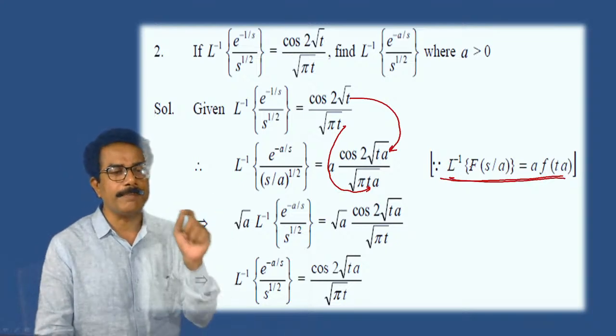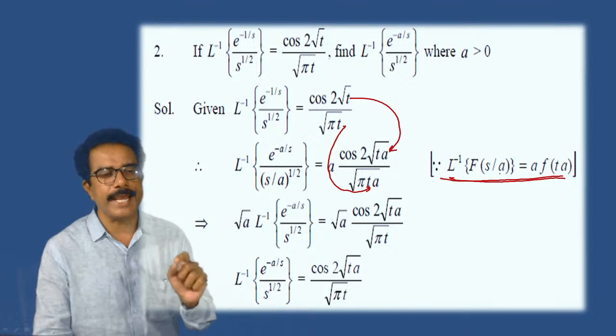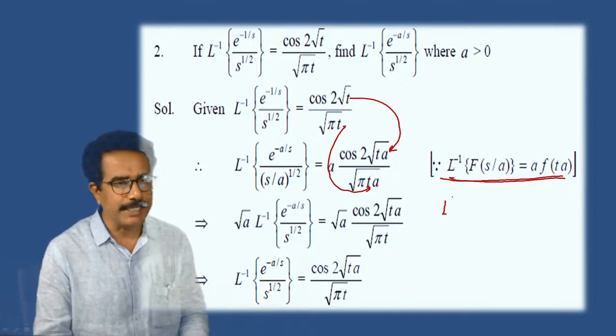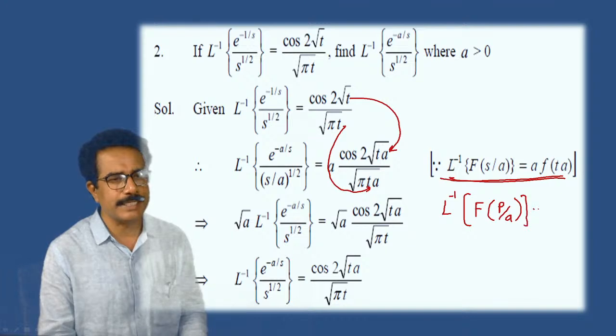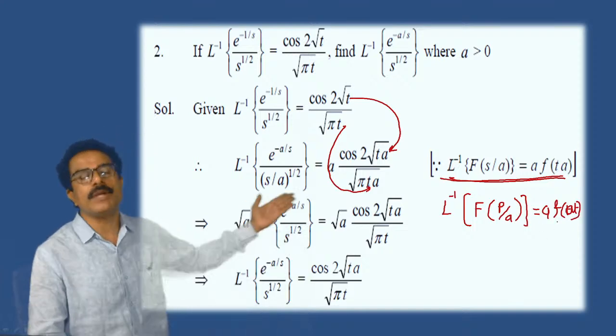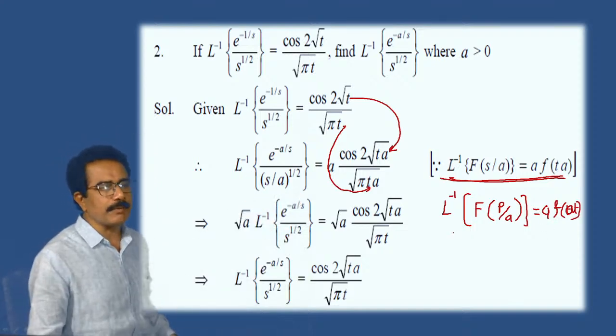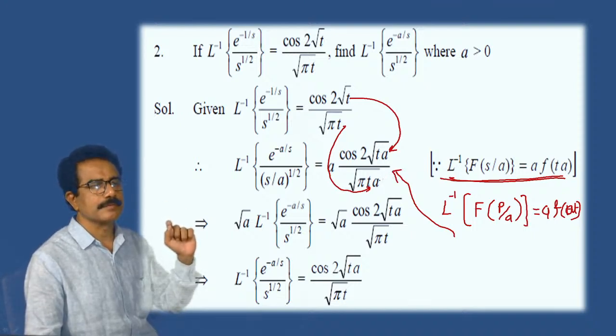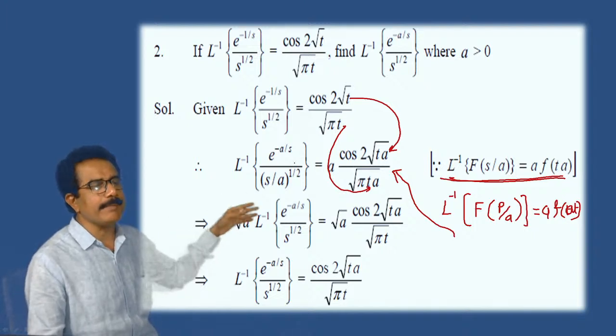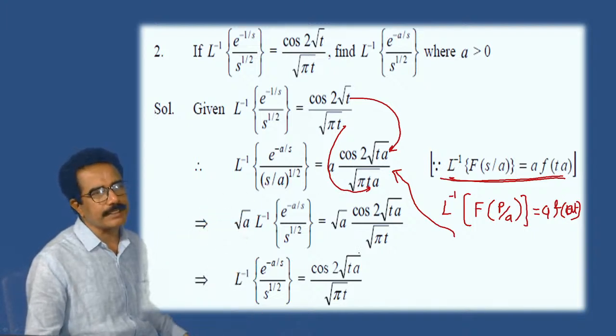L inverse of capital F of s upon a, or p upon a, means L inverse of capital F of p by a, which can be written as a into small f of at. Already we have seen this formula. So by using this formula we can write this in place of 1 by s, a by s, and in this way we can write the solution.